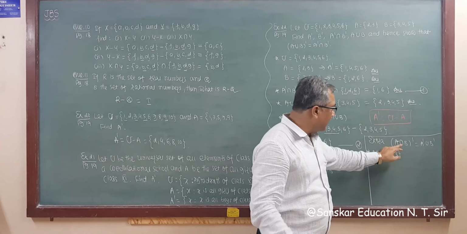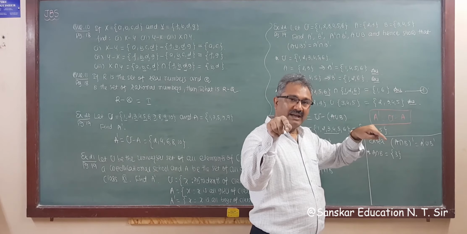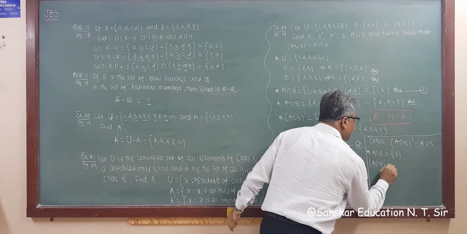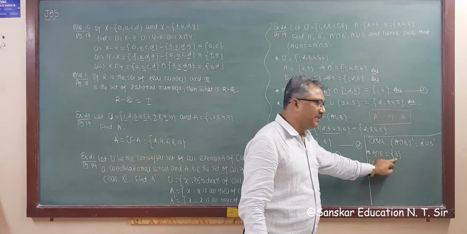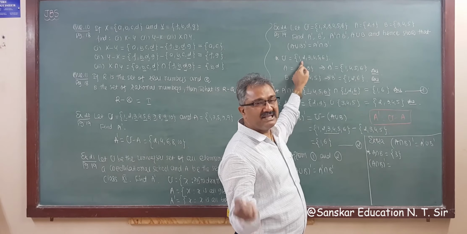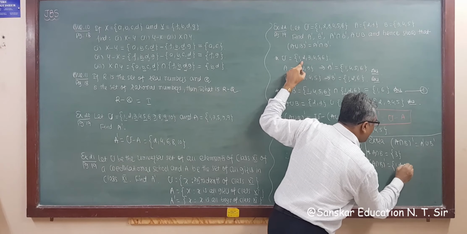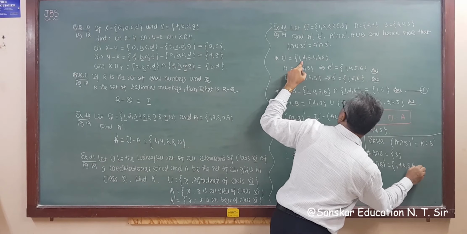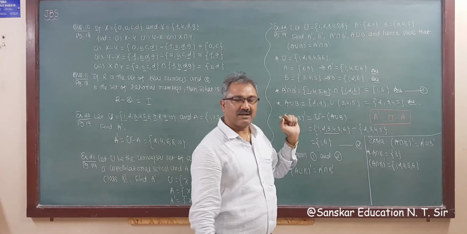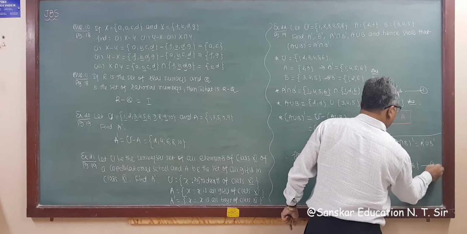Then we require A intersection B dash. Now A intersection B dash means you have to remove element 3 from U, and U is given as 1 to 6, so except 3 all elements, that is 1 2 4 5 6. We have to remove 3. So this is A intersection B dash, right? So this is result number 3.